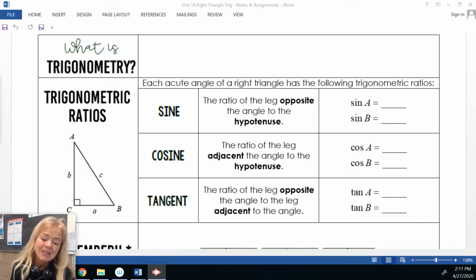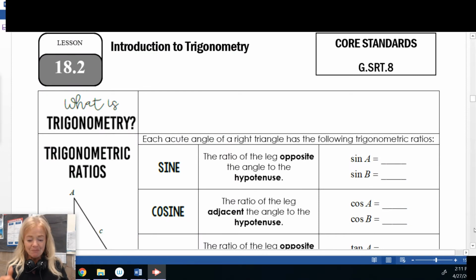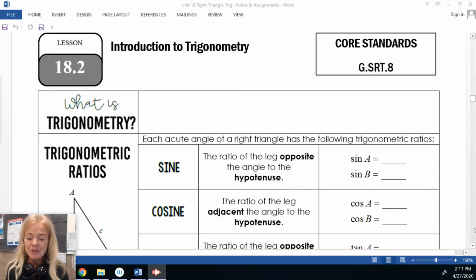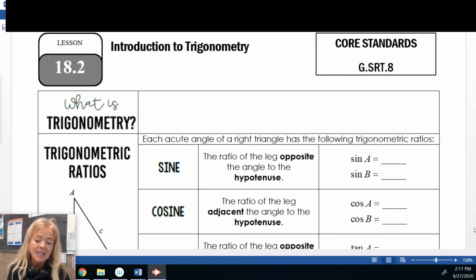Hi, class. We are doing our section, 18.2, Introduction to Trigonometry. The first question is, what is trigonometry?